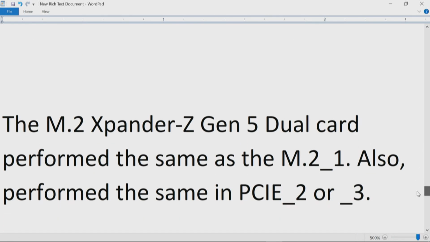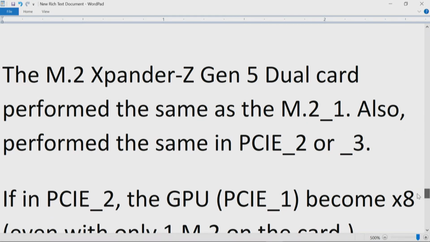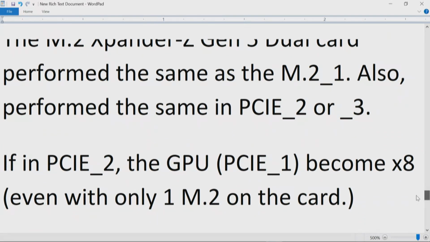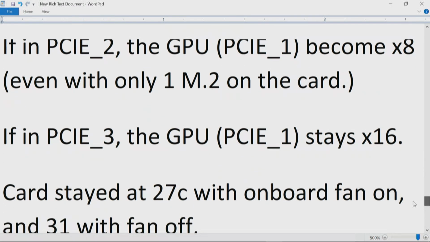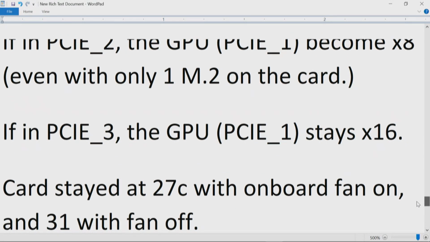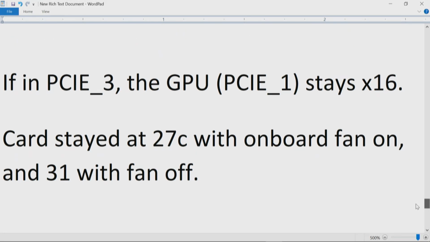The M.2 Xpander-Z dual card performed the same as the M.2_1, also performed the same in PCI Express_2 or PCI Express_3. If in PCI Express_2, the GPU in PCI Express_1 becomes x8, even with only 1 M.2 on the card. If in PCI Express_3, the GPU in PCI Express_1 stays x16. Just to reiterate the facts of what we know to be true. Card stayed at 27 degrees Celsius with onboard fan on and 31 with the fan off.